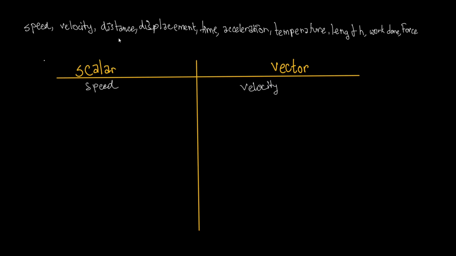Next comes distance. Now distance is basically the length of an object from a certain point, or an object from another object. So in this case, for distance, we don't have to consider the direction. As a result, distance is a scalar quantity. Now comes displacement. Displacement is a vector quantity because in displacement we have to know the direction. So as a result, displacement is a vector quantity.